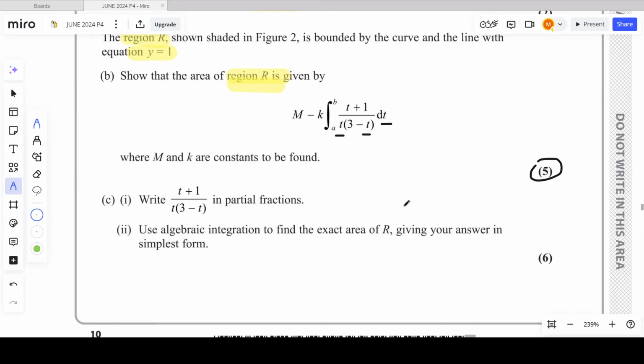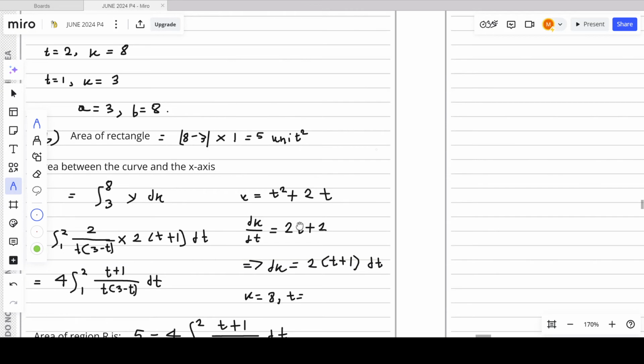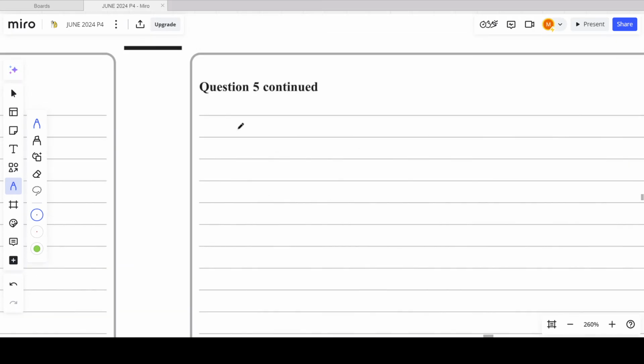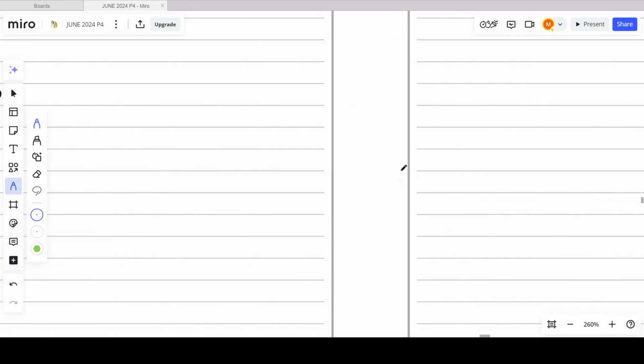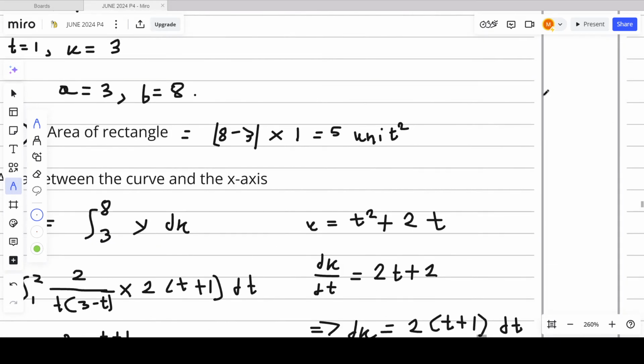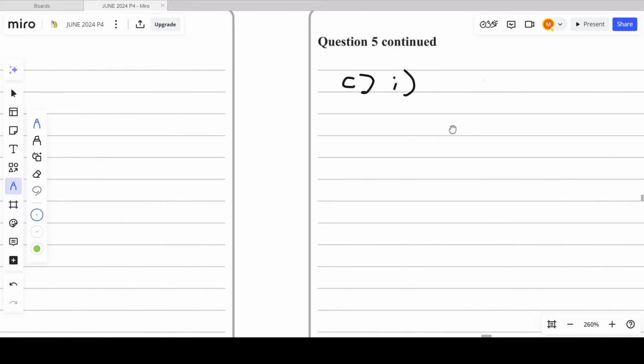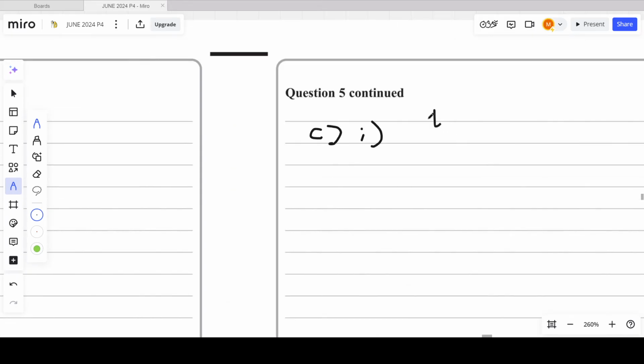Now part C. Part C says write (t plus 1) over t times (3 minus t) in partial fractions. We need to convert this to partial fractions. So for part C, the expression is (t plus 1) over t times (3 minus t).